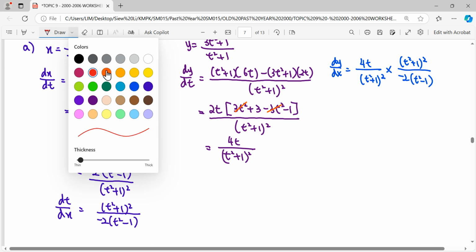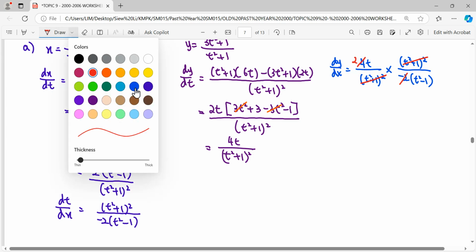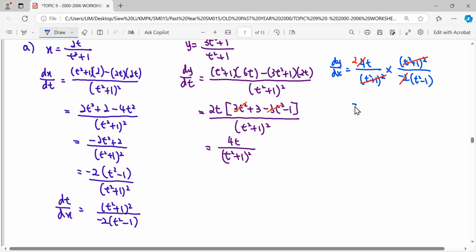As you can see here, the same factor can be cancelled off. Then 4 and 2 can be divided, becoming 2. So we will have 2t at numerator and negative t squared minus 1 at denominator. If I expand this, it is negative t squared plus 1. So that will be our first part.